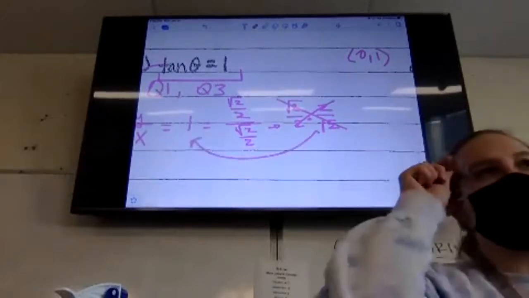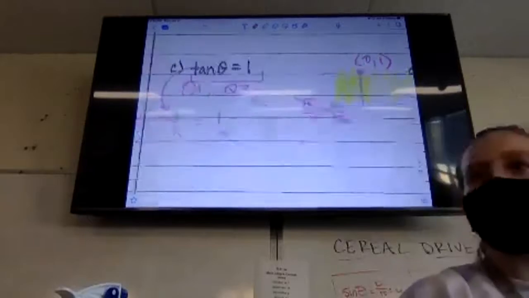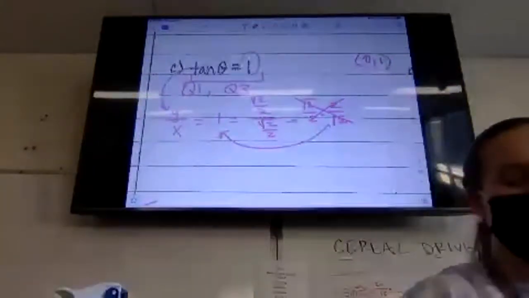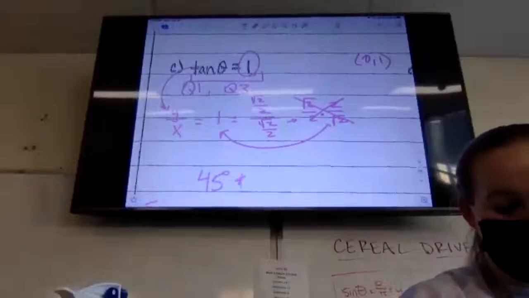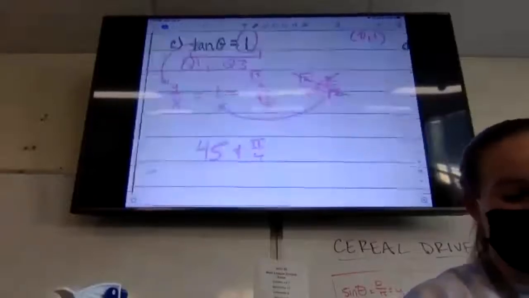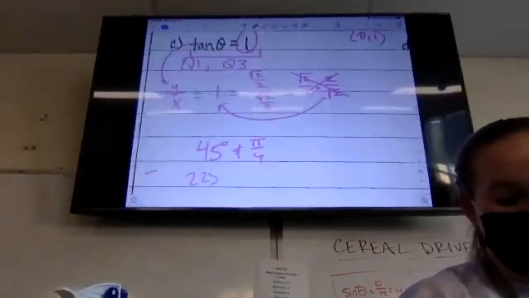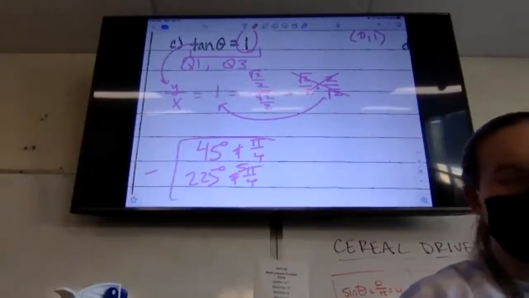This is one of those patterns that I kind of keep in my head now that we've done it a couple of times. Anytime I have tangent of 1, I'm thinking of a 45-degree angle, and I just want to do where it's true. So I'm in quadrant 1, so I do get to use 45, and I'm in quadrant 3, which means I have to use the 45-degree angle there.